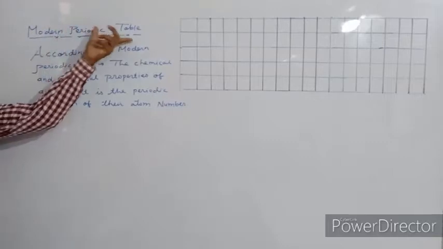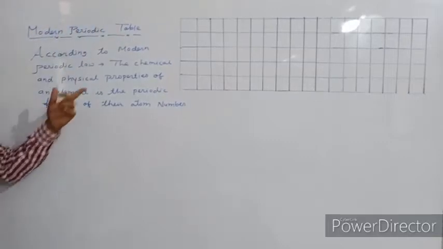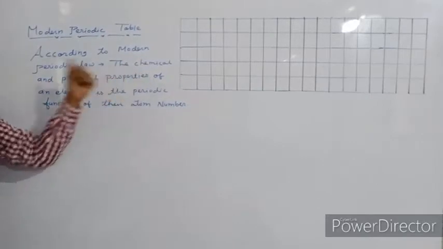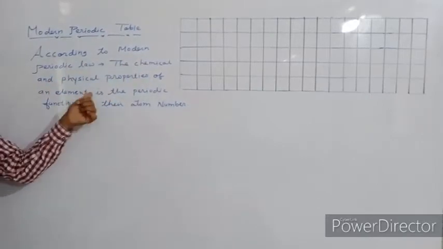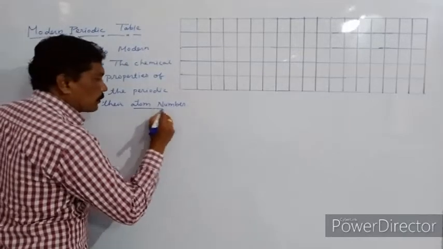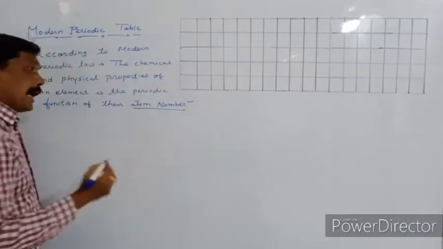According to the modern periodic table, the chemical and physical properties of an element are a periodic function of their atomic number. But what is atomic number?